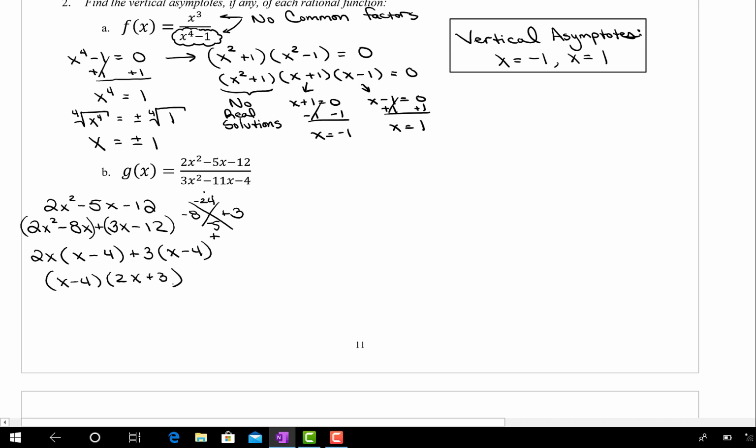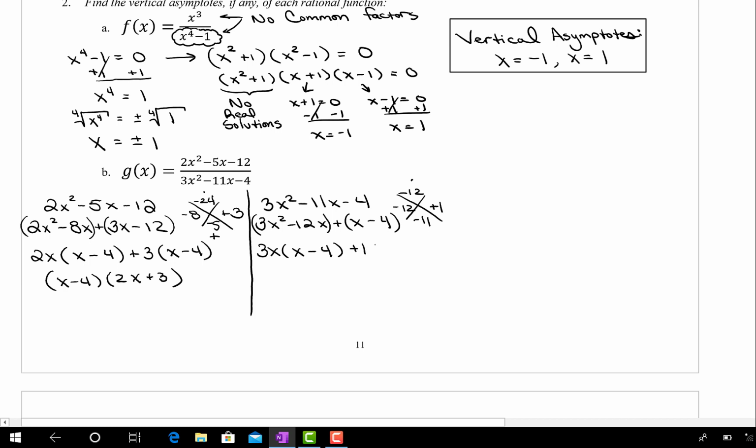So my factors come out to x minus 4 and 2x plus 3. Hopefully you guys got those same factors for that trinomial. Now I'm going to factor the 3x squared minus 11x minus 4. Once again, I'm going to use factoring by grouping because my leading coefficient is not a 1. So I'm going to turn this into a polynomial of 4 terms. Factor by grouping. And now I can take out a factor of x minus 4, and I'm left with 3x plus 1. So my factors are x minus 4 times 3x plus 1 for that denominator.